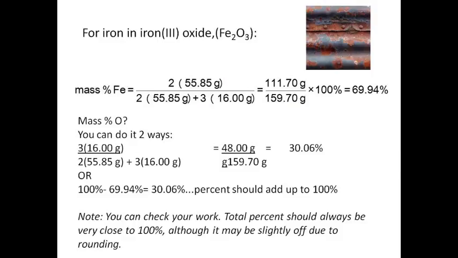Here's an example for iron 3 oxide, ferric oxide. This is rust, basically. Okay? We want to know the percent iron in rust. Why? Well, maybe somebody wants to come up with some recovery method so that from a big pile of rust you can get the iron out and reuse it. So they want to know how much iron can I expect to recover from this big pile of rust.